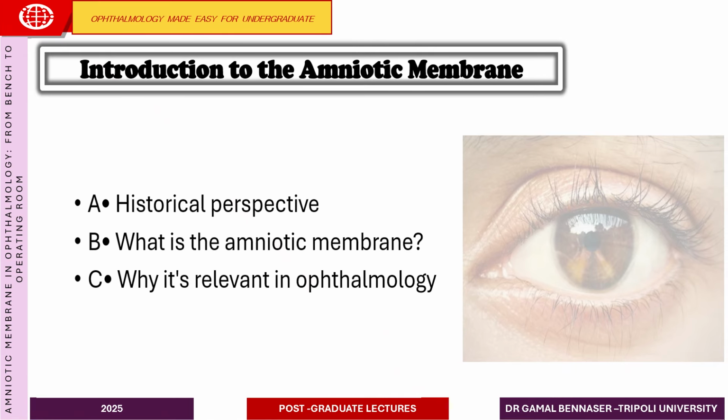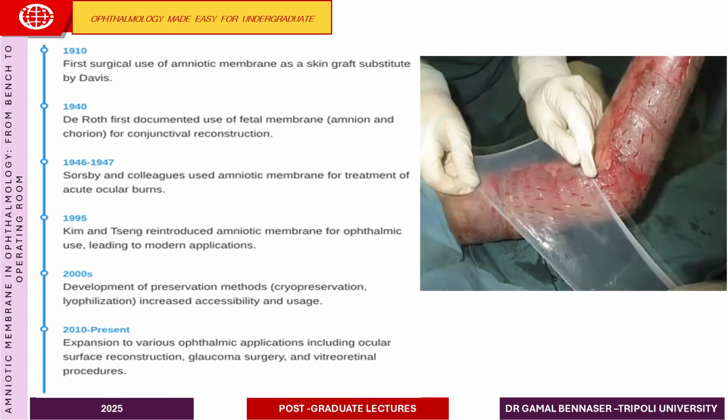Introduction of the amniotic membrane: a brief historical perspective about the initial attempts of use of the amniotic membrane through a very long journey of its applications in ophthalmology, which dates back to 1910, in which the first application was mainly as a skin graft in skin burns. And after that, in the 1940s, it was De Roth who first documented the benefits of using the amniotic membrane in conjunctival reconstruction.